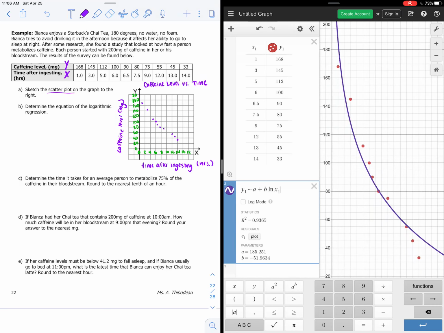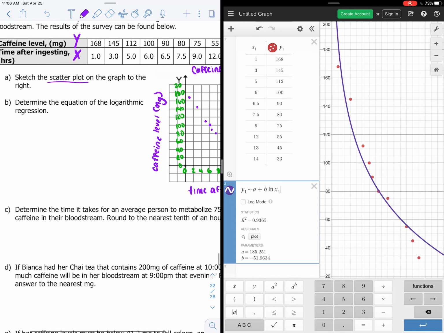Alrighty, so here we get an a value of 185.251 and a b value of -51.9634. And we are going to plug that in to get our regression equation. So y is equal to 185.25, we're going to keep it to 2 decimal places here, minus 51.96 ln of x. And that is our equation.